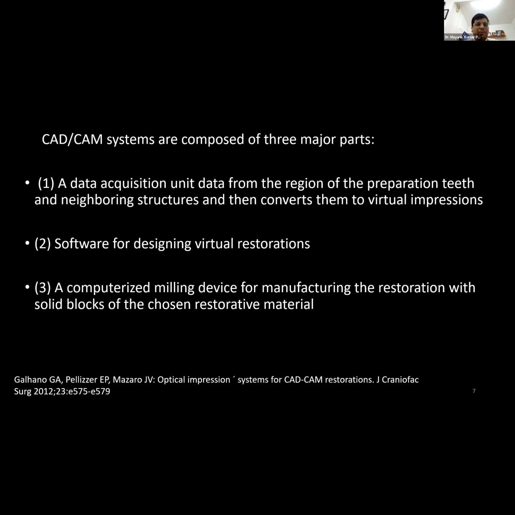Now, what are the main parts if we are trying to work on a CAD/CAM system? The first and foremost is that we want to acquire the data of the tooth and the adjacent areas. Once we acquire the data, we have a lot of software. These softwares help us design a beautiful restoration, and then through a computerized milling process, we can easily get a good crown or a denture or restorative material out of it.